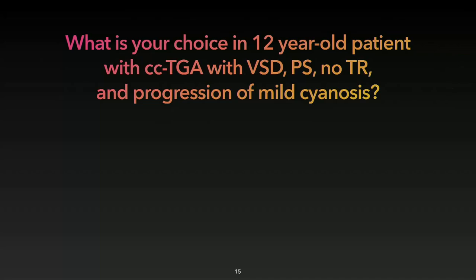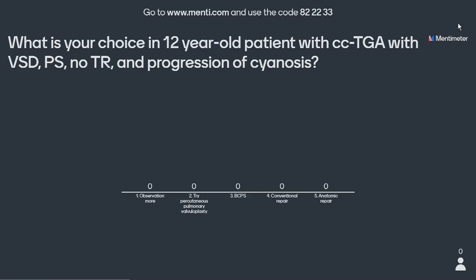So next question: what is your choice in a 12-year-old patient with ccTGA with a VSD, PS, no TR, and progression of mild cyanosis? There is an option below. Please select your opinion. Okay, but we do not have enough time, so I would like to skip this question.